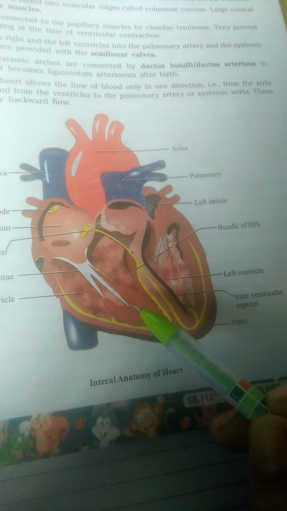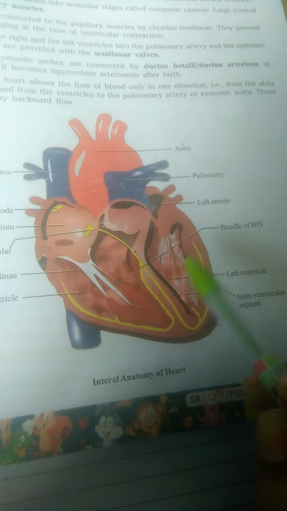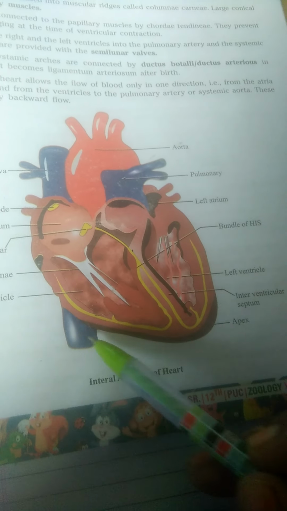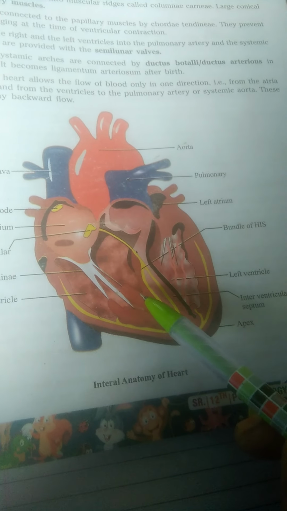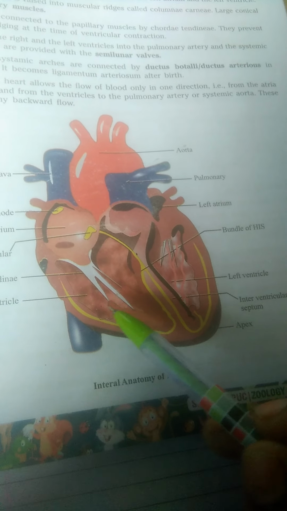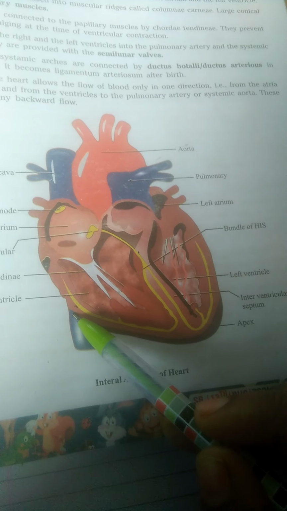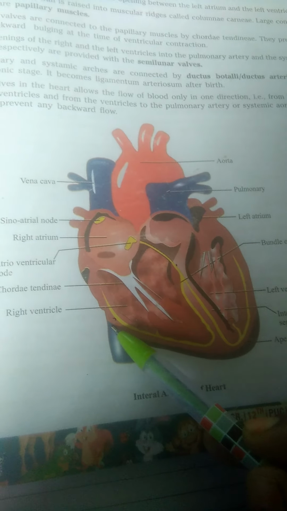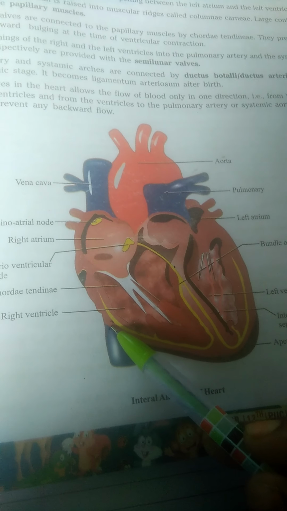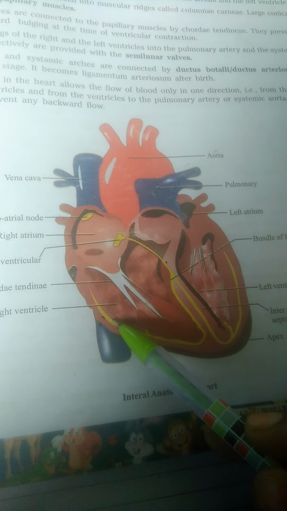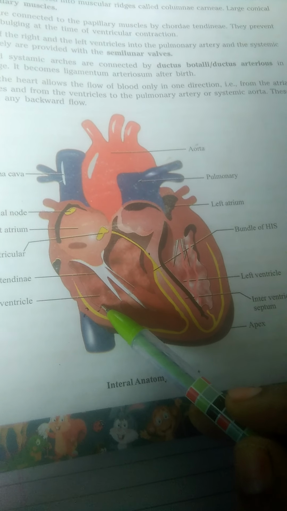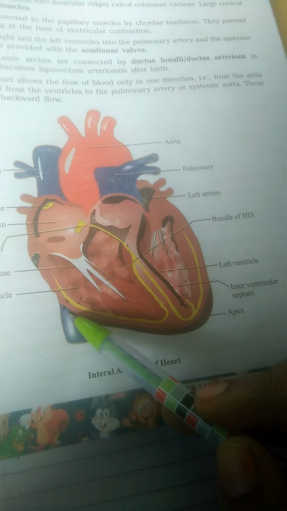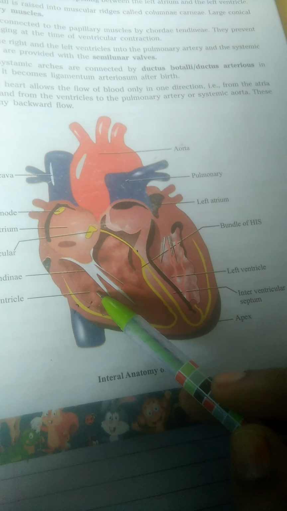Okay, so the heart is protected by a double layer membrane. The outer layer is the parietal membrane, and the inner layer is the visceral membrane. So outer is the parietal and inner is the visceral.